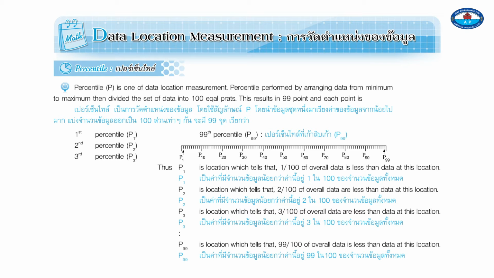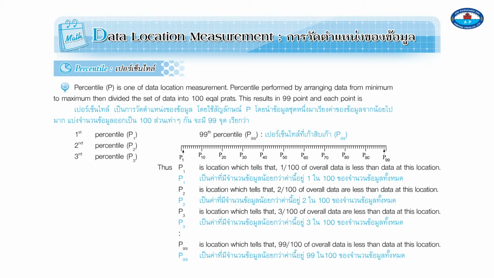P99. Thus, P1 is the location which tells that 1/100th of the overall data is less than the data at this location. P2 is the location which tells that 2/100th of the overall data is less than the data at this location. P3 is the location which tells that 3/100th of the overall data is less than the data at this location.